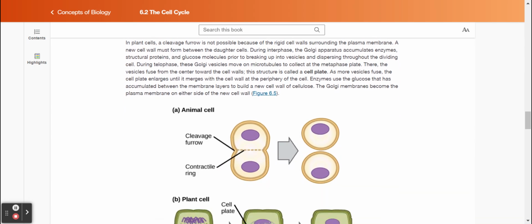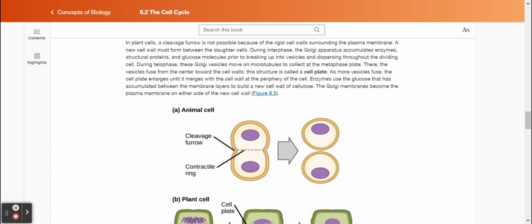In plant cells, a cleavage furrow is not possible because of the rigid cell walls surrounding the plasma membrane. A new cell wall must form between the daughter cells. During interphase, the Golgi apparatus accumulates enzymes, structural proteins, and glucose molecules prior to breaking up into vesicles and dispersing throughout the dividing cell. During telophase, these Golgi vesicles move on microtubules to collect at the metaphase plate.